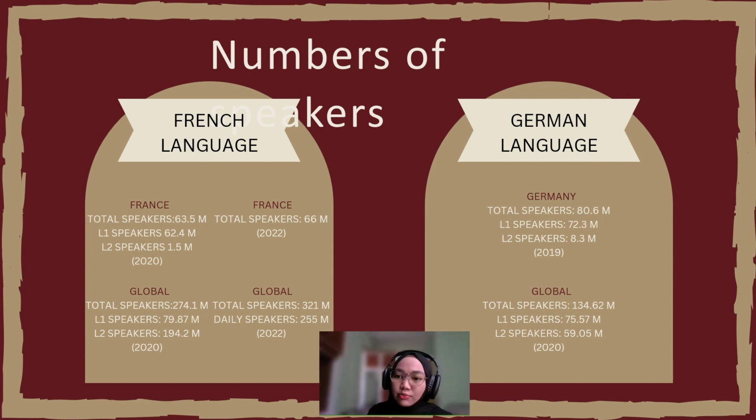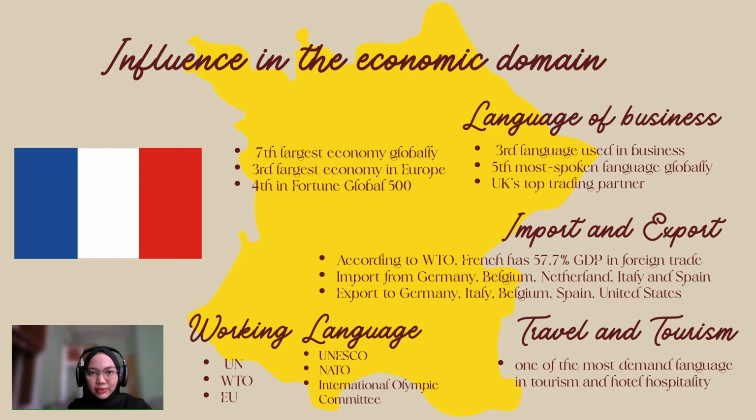So let's move on to the next agenda, influence in the economic domain. We will start with the French language first. According to Ethnologue, French is the fifth most spoken language globally, coming after English, Mandarin, Hindi, and Spanish. A language is associated with the country where it took root, or where it is used the most, or where it is the main language or the official language. So when we talk about the French language, we will link it to the country France.